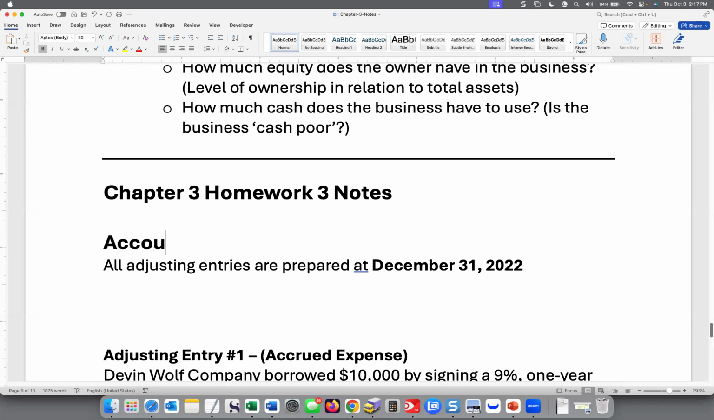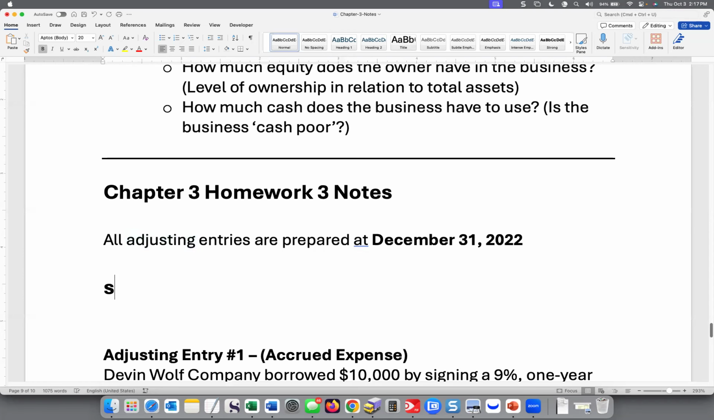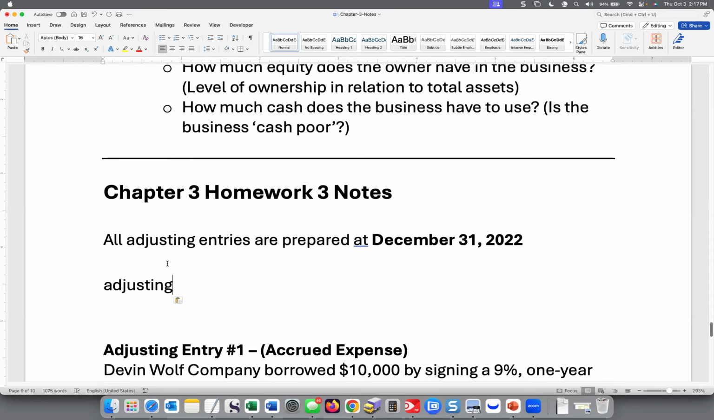And I'll say accounting. Whoops, that's not the font size I want. So I'll just grab this. I'm gonna put this down here. So we'll say accounting cycle time period assumption is, and that's to be continued once we review that.